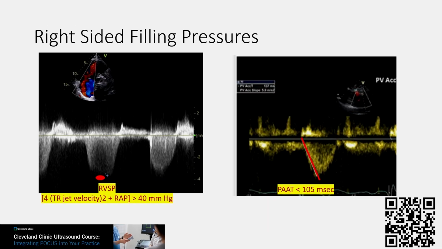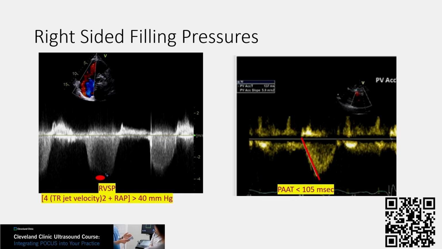Similar to how we get the left-sided filling pressure, we can also get the right-sided filling pressure. The way we do it with using echo is by measuring the tricuspid regurgitant velocity. We can get it in multiple views: parasternal short axis at tricuspid level or apical 4-chamber view, as in this case. Once we get the TR jet or tricuspid regurgitation jet, we put a continuous wave through that and measure the peak velocity that is obtained.